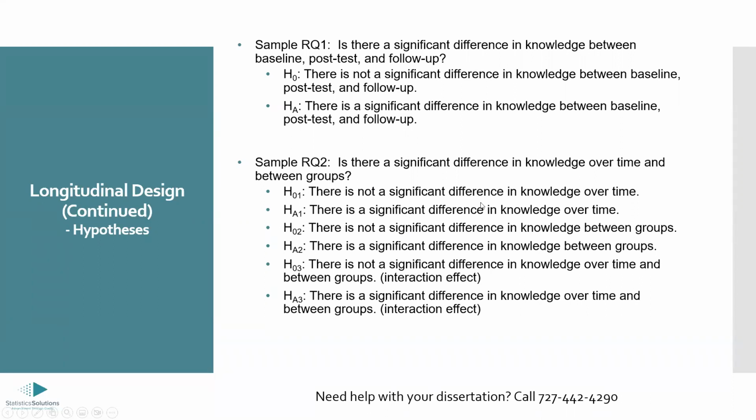So you have one hypothesis for time. Is there a difference between pre and post? Then you have a second hypothesis for testing differences between groups. Is there a difference between treatment and control group? And then you have a third, which is the interaction. Here you're looking at pre-test treatment, pre-test control versus post-test treatment and post-test control. That illustrates the interaction effect, which is usually the most important when you're doing a mixed model ANOVA.